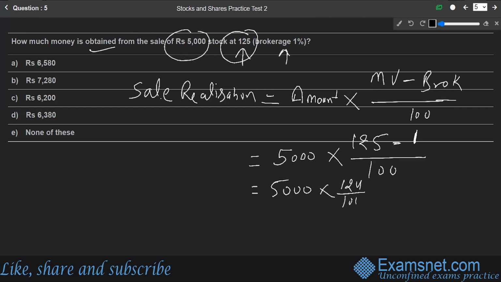So if we use this calculation, this is becoming 5000 into 124 by 100. Clearly we can cut down these zeros, and then we are supposed to do 124 into 50. 124 into 50 becomes how much? 6200. So that should be the right answer. Option C, 6200 becomes the right answer for us.